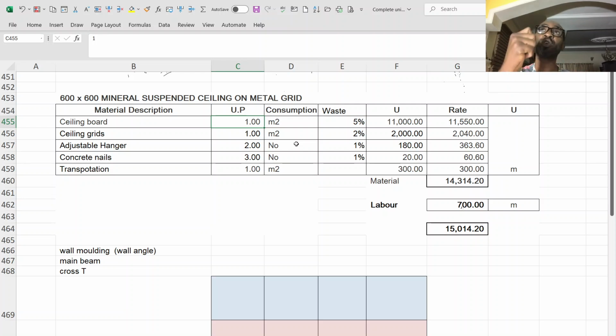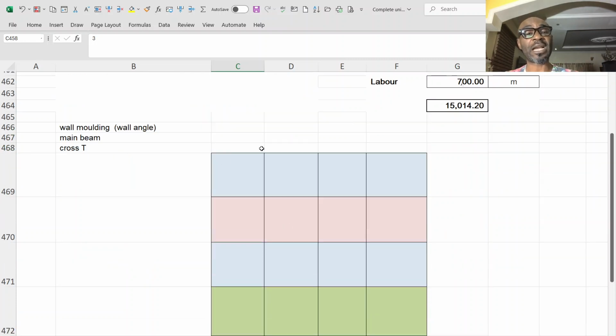Then the adjustable hanger, which you use to hold the ceiling, to hold the grids in place. For a square meter, if you do the computation, you are going to have 2 pieces. So you see, the adjustable hanger, I need 2 for a square meter. The nails, I need 3 for 1 square meter, because I computed the whole room and divided the nails I am going to use to nail the wall angle.